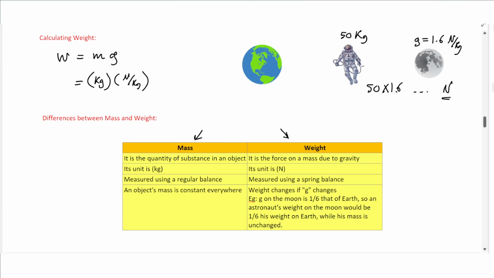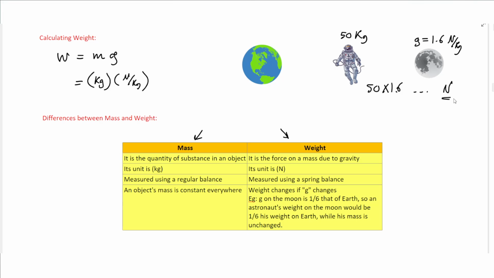There are several differences, and there is actually no similarity except that they both depend on the amount of matter in an object. If you want to define mass, it is a quantity of substance in an object or a property that resists change in motion. If you are heavier, it is more difficult to move you. As for the weight, it is a force on a mass due to gravity or due to a gravitational field. The units are kilograms and newtons.